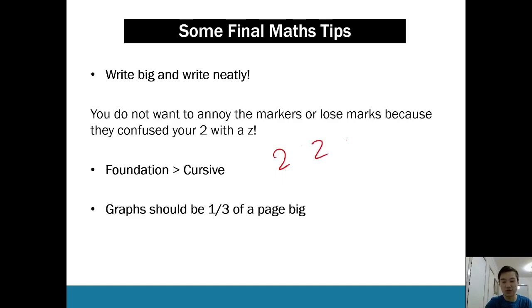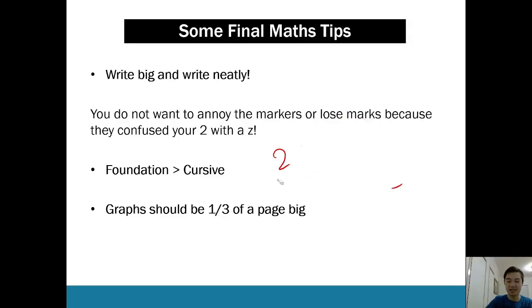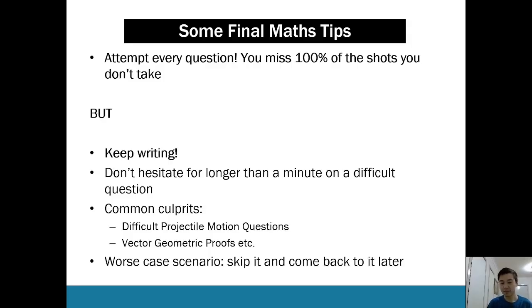For example, if you write too small like that, it might be too confusing. So I put a line through the Z to make sure that you can see it's a Z. And make sure your graphs are a decent size, at least a third of a page big, so you can put all the detail you have on them. And attempt every question, because you miss 100% of the shots you don't take. So even if you don't know how to do the question, see if there's a previous part of the question you can use to apply in a later part to try to scrape as many marks as you can.